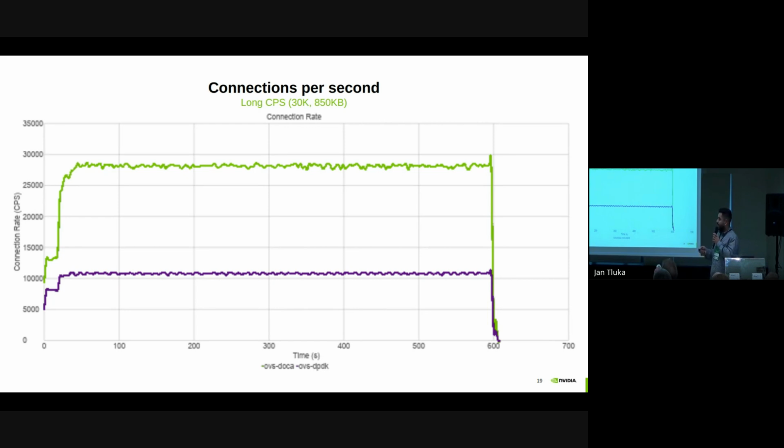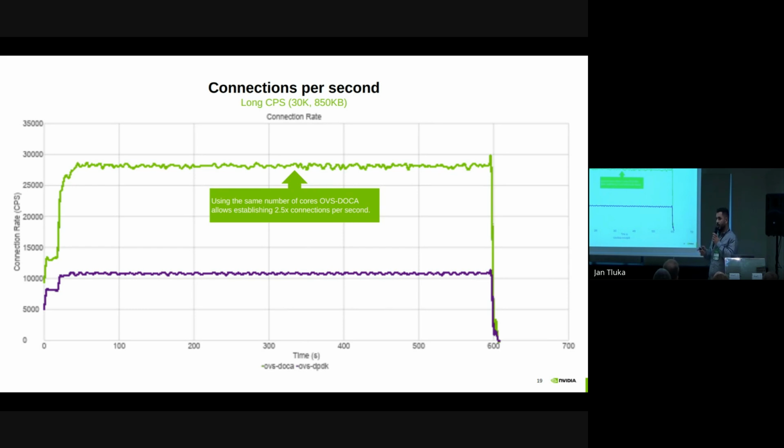This makes us think that we have the same resources. Only one core was given to both OVSs, and with OVS DOCA, we have 2 times better performance. So this leads us to the question: how many cores do we need in OVS DPDK in order to reach the same numbers as in OVS DOCA?